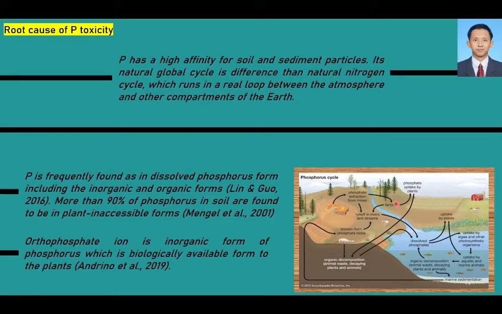Phosphorus is frequently found as dissolved phosphorus, including inorganic and organic forms. The orthophosphate ion is an example of an inorganic form of phosphorus, which is a biologically available form to the plants. Although more than 90% of phosphorus in soil is found to be in plant-inaccessible forms, when phosphorus is attached to sediment particles, it is generally not available to be used by aquatic plants.